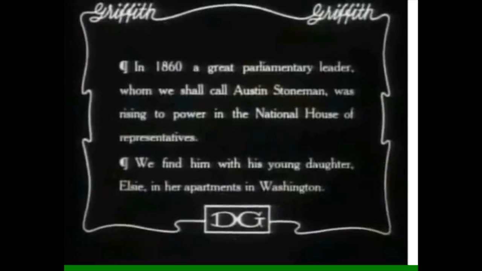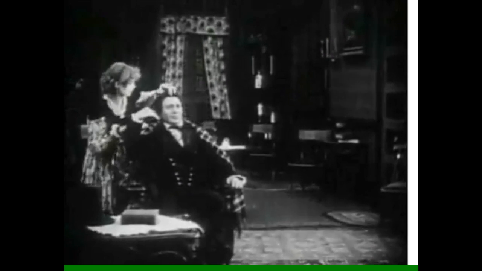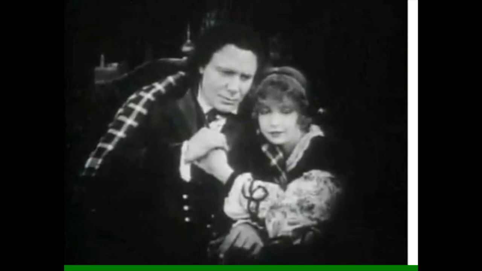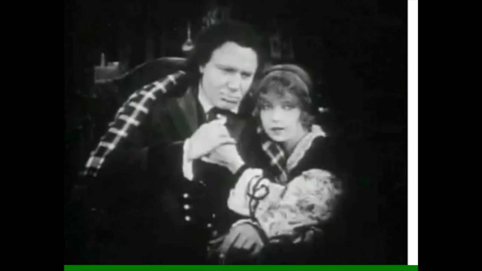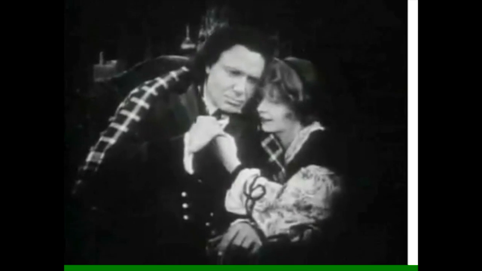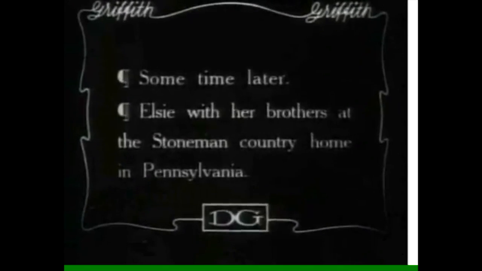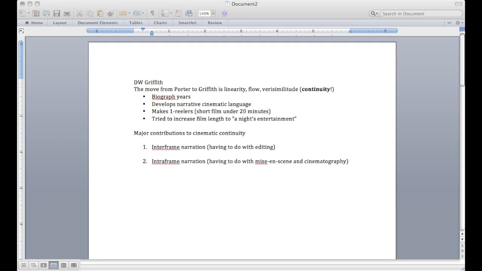So there are two main aspects that contribute to the cinematic grammar of continuity, specifically when talking about the silent era. Remember, obviously, sound in the future is going to contribute significantly to cinematic grammar, that is, the ways in which you perceive movies and their stories. But right now with D.W. Griffith, there are really two. The first is inter-frame narration, and we'll note that the issues I'm about to highlight have to do with editing. The second contributing aspect of cinematic grammar is intra-frame narration, which refers to issues of mise-en-scène and cinematography.